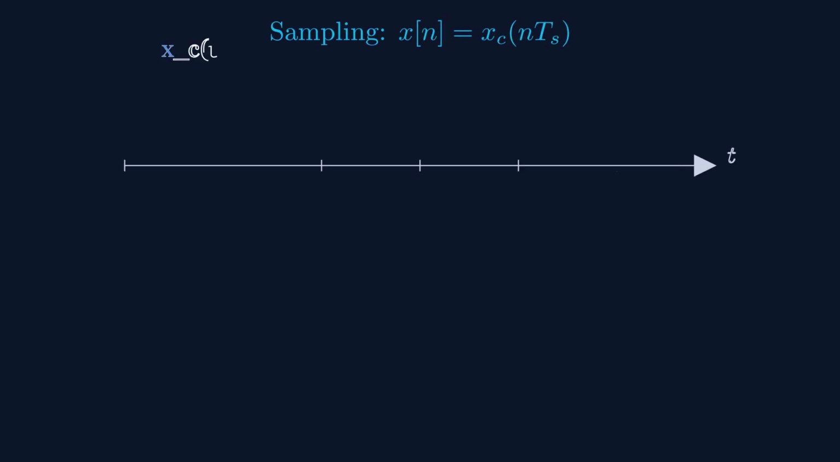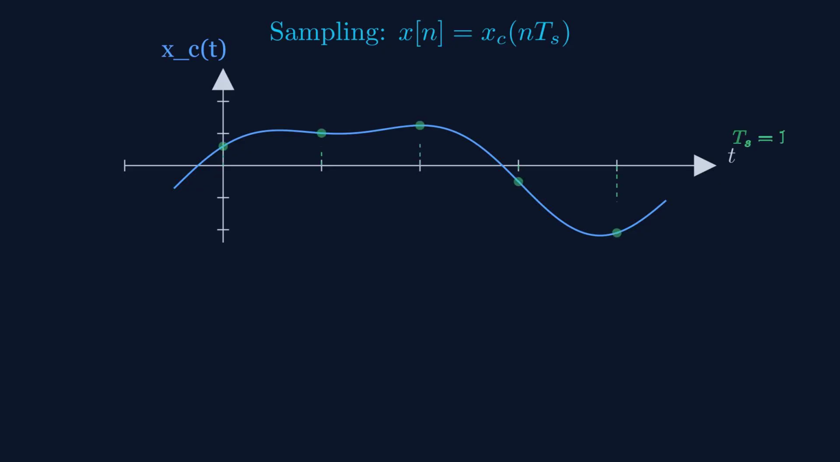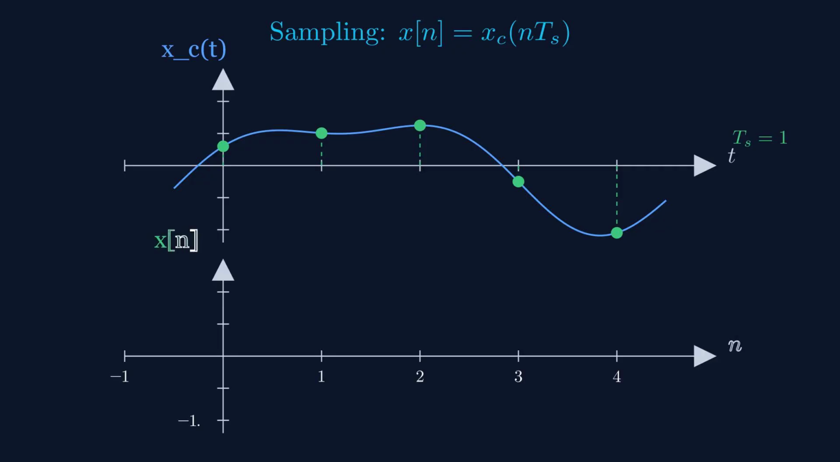How do we obtain discrete time signals in practice? Through sampling. Given a continuous time signal x sub c of t, we sample it at regular intervals of t sub s seconds. The result is x of n equals x sub c of n times t sub s, where n is an integer. Graphically, imagine placing vertical stems at every t sub s seconds along the continuous curve and reading off the values at those points. The continuous curve between samples is discarded. The sampling period t sub s determines how finely we capture the original signal. Smaller t sub s means more samples and better representation.